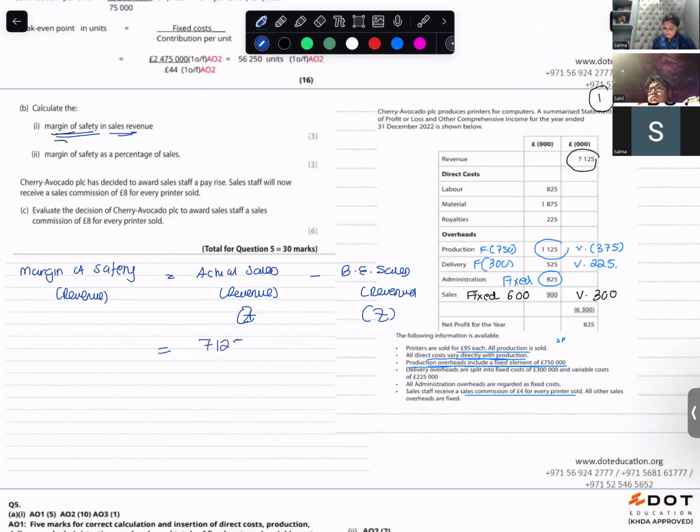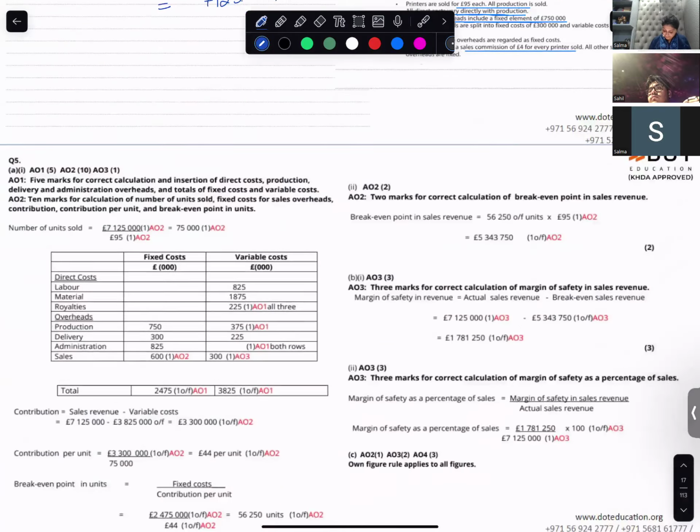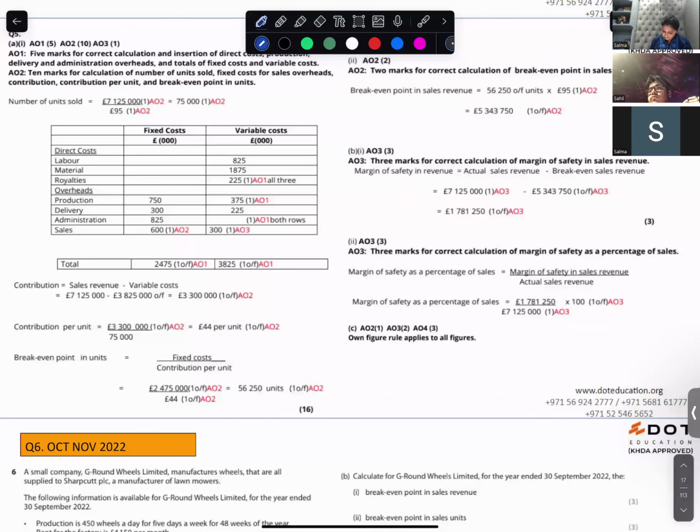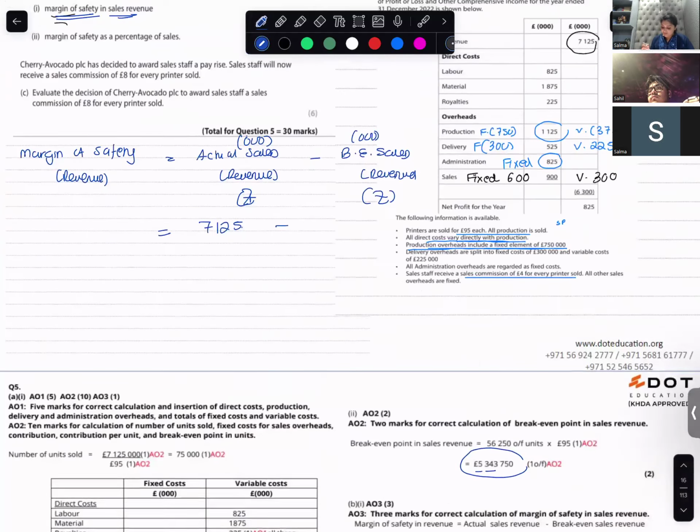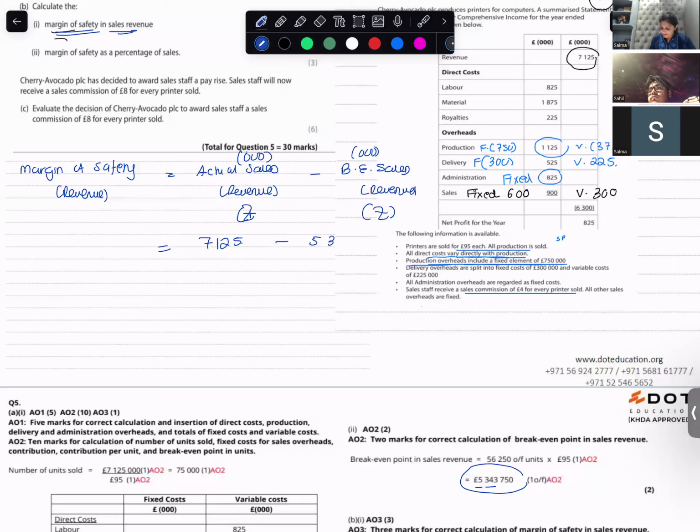Do you know your break-even sales in pounds? You found out the break-even sales as well. What is your break-even sales in pounds, the sales value? We found out, yeah? 5,343,750. So here I'll put the 3 zeros.